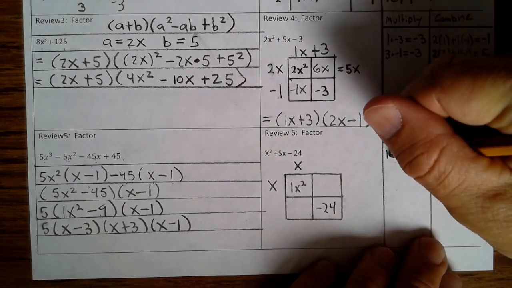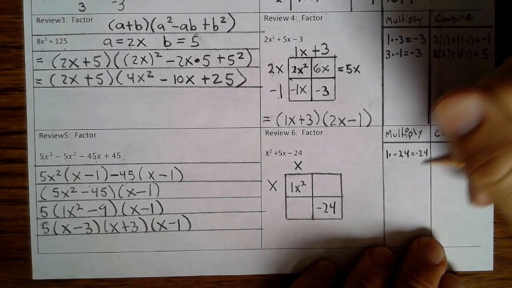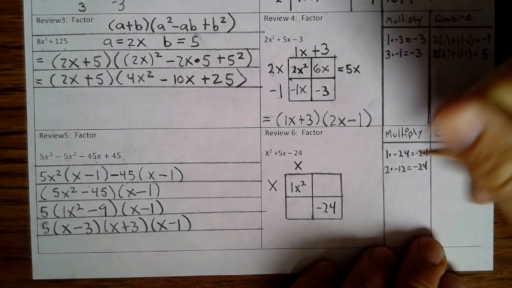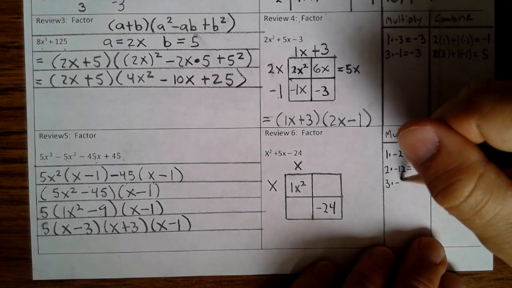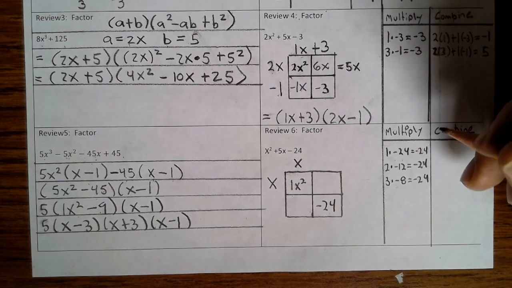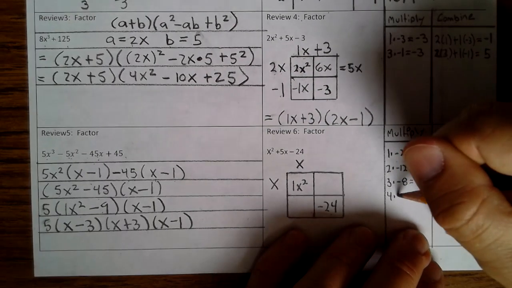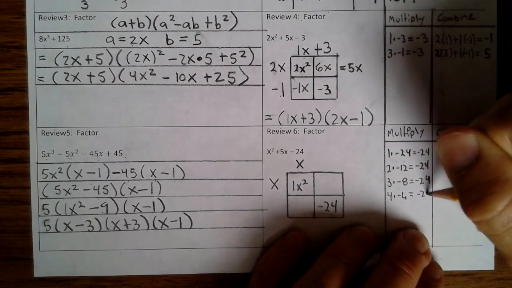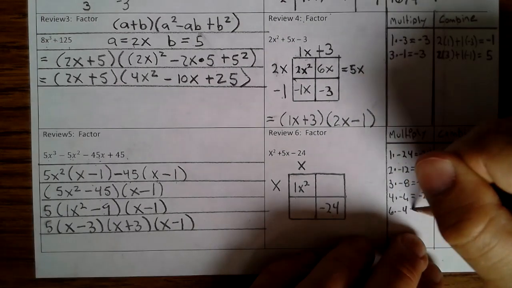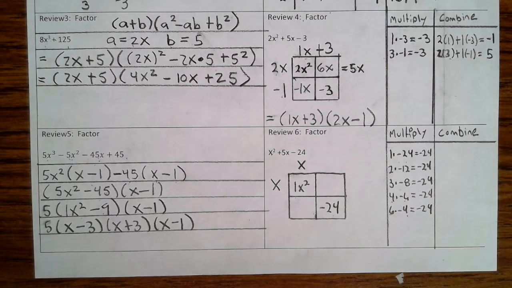Well, we know 1 times negative 24 is negative 24. 2 times negative 12 is negative 24. 3 times negative 8 is negative 24. 4 times negative 6 is negative 24. 5 doesn't work. 6 times negative 4 is negative 24. Now, when the combination repeats itself, then you know you've gone through all the combinations.